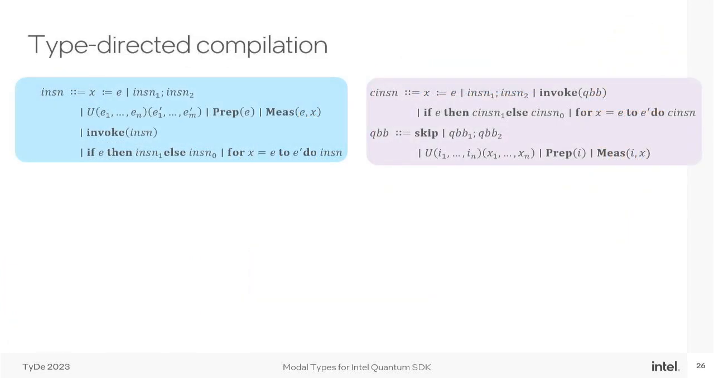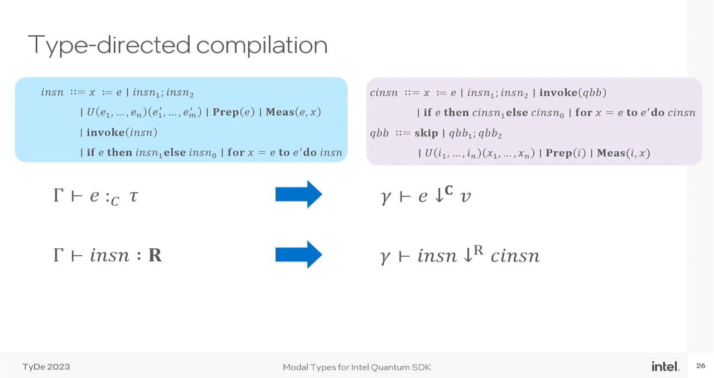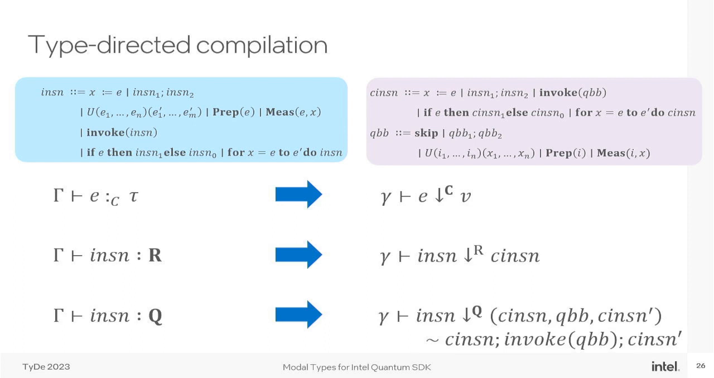The compilation scheme is type-directed in that expressions at compile time can be evaluated at compile time given lowercase gamma, which maps compile time variables to values. Instructions at classical runtime can be compiled to classical instructions, and instructions at quantum runtime are compiled to a triple. It's the pre-processing classical instruction, the QBB being invoked, and the post-processing classical instruction.